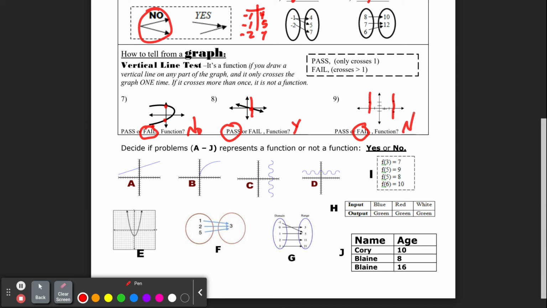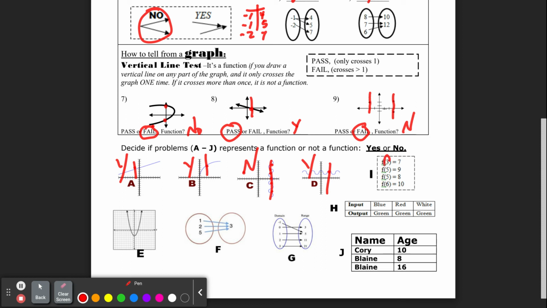So on letter A, if we draw a vertical line, it only hits that one place. So yes, it's a function. We draw a line there. Yes, it's a function. If we draw a vertical line through here, it hits those squiggly marks a bunch of times. So no, it's not a function. We draw a vertical line, it just hits that squiggly one place. So yes, it's a function.